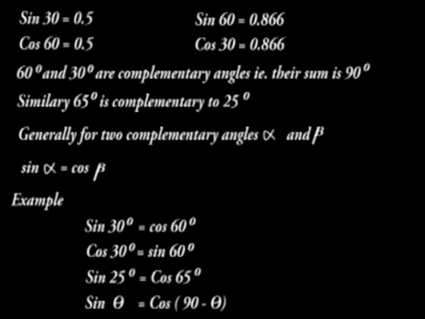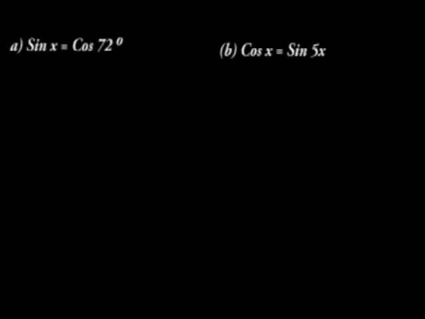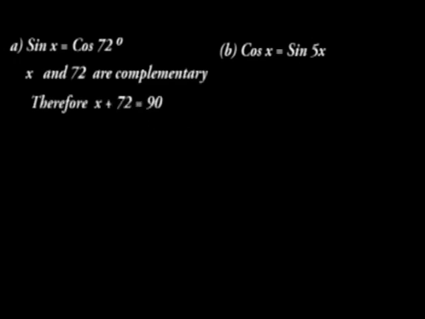For example, solve the following. A. Sin x is equal to cos 72. B. Cos x is equal to sin 5x. In our solutions, A. Sin x is equal to cos 72. x and 72 are complementary. Therefore, x plus 72 is 90 and x is 18 degrees.